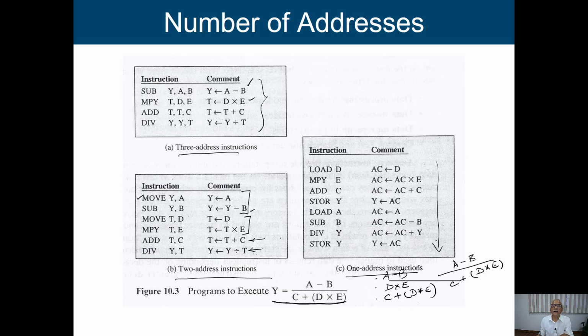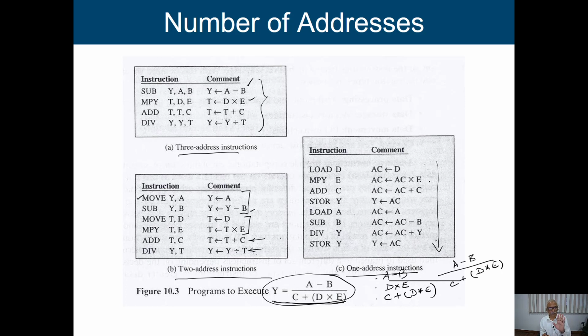That means the efficiency is again reducing. It will be a slower one. Why am I saying this is slower? Because to evaluate this particular expression, the 3 address format took only 4 machine level instructions. The 2 address format required 6 machine level instructions, but the 1 address format requires 8 machine level instructions. That means we have to execute 8 machine instructions.